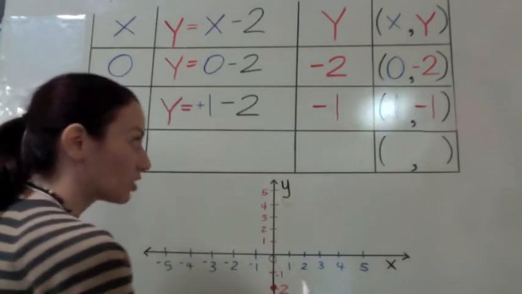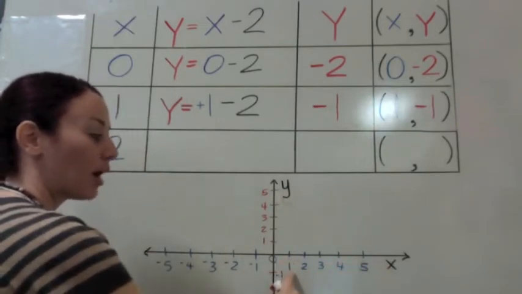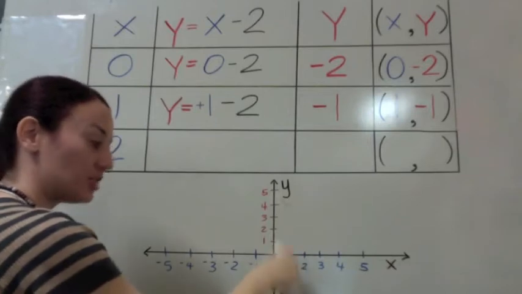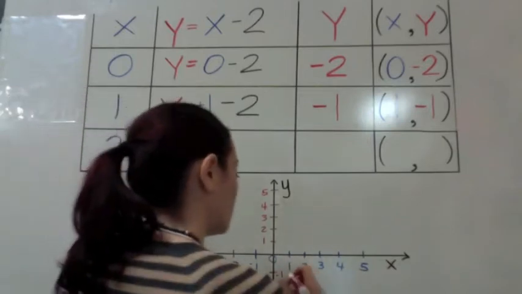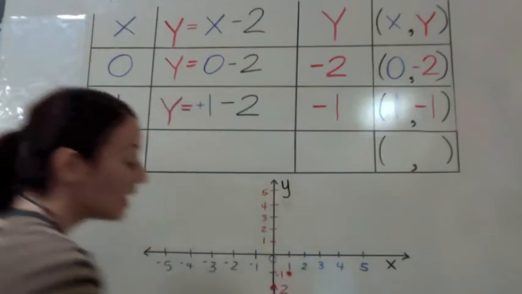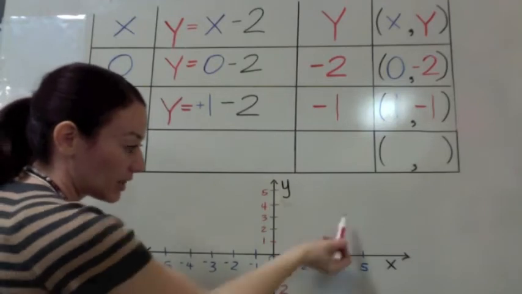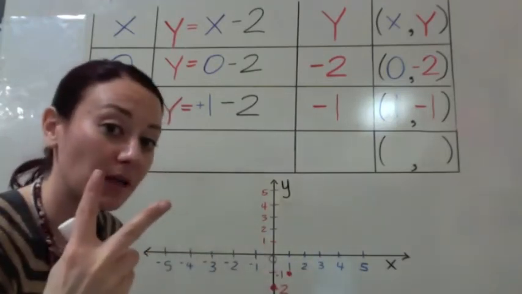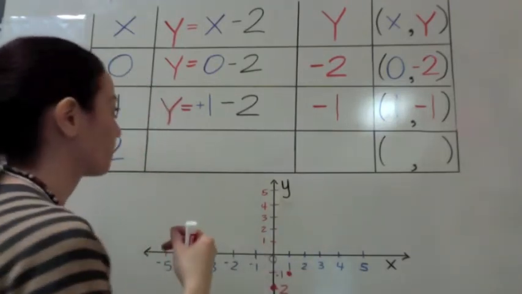1, start at x at 1. Where are you going to start? 1. And then you're going to go down 1. So this is 1, negative 1, which is in quadrant 4. See how you could already graph the line at this point, because you only need 2 points to make a line. But we're going to do one more, okay?